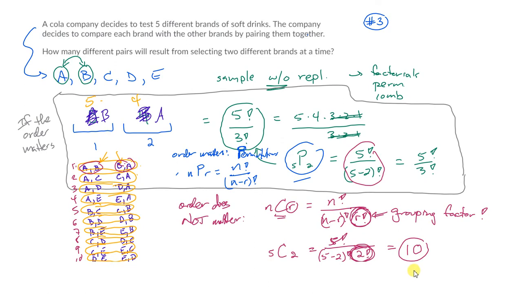All right, cool. So if for some reason the order mattered, then we would be doing permutations and we'd have 20. But if the order doesn't matter, it's the permutations divided by 2 factorial, and so that's combinations, and that's 10 in this case. All right, cool.